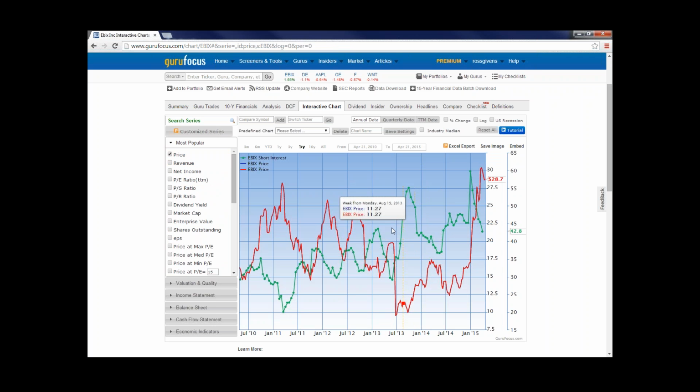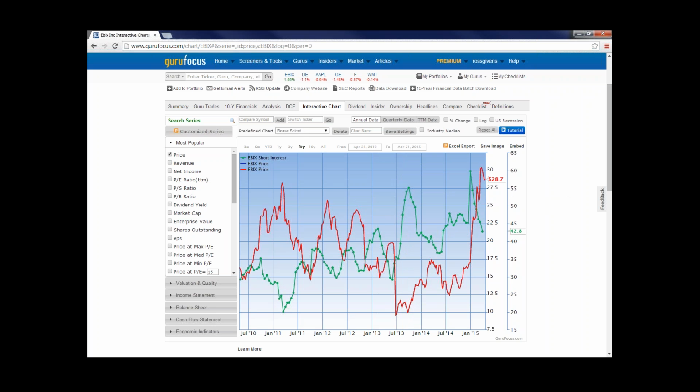Green is the short interest, so it's the percentage of shares held short. And when this stock was crashing, see it here in 2013 where it got all the way down to $10 a share, $11, $12 a share, where it stayed for almost a year, 50%, really up to 55% of the shares were held short. So what does that mean?